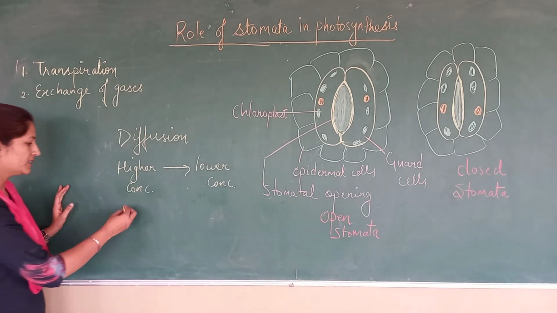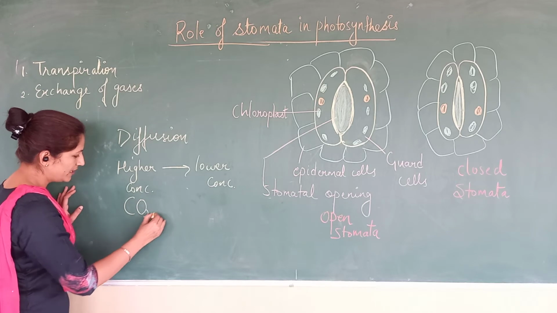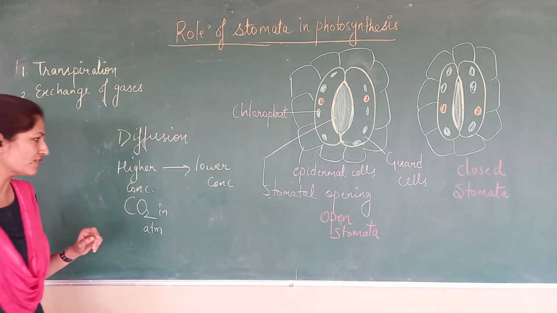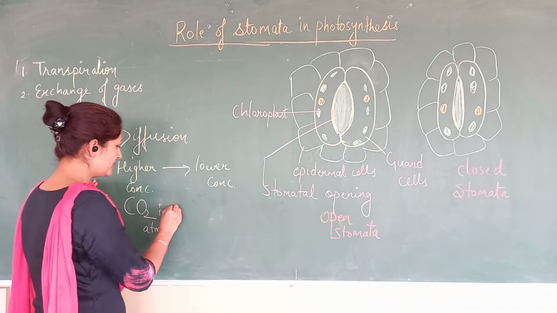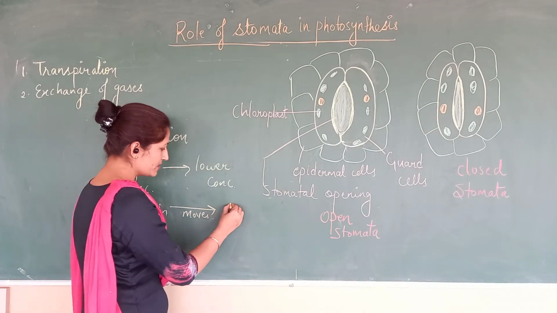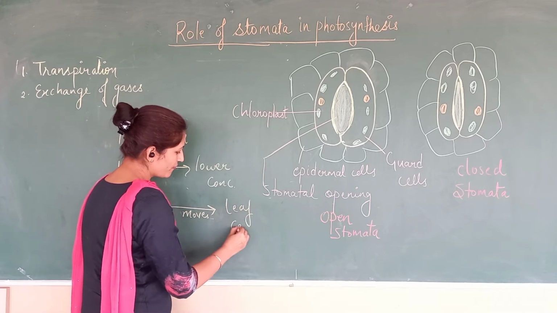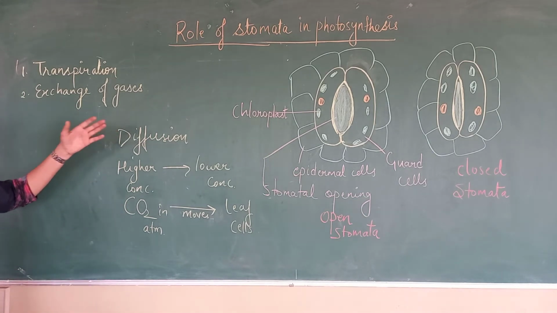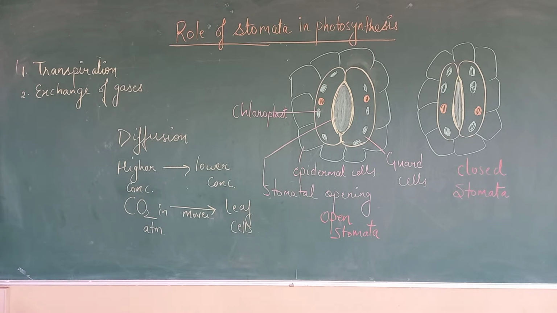For example, the concentration of carbon dioxide in the atmosphere is high as compared to the cells of the plant. So from the atmosphere, the carbon dioxide moves to the lower concentration, that is, the leaf cells. Got it? So in this way it is going to move. We already know stomata mainly perform two functions: transpiration, the loss of water from the leaf surfaces, and exchange of gases. So here we are going to focus on the gas exchange.